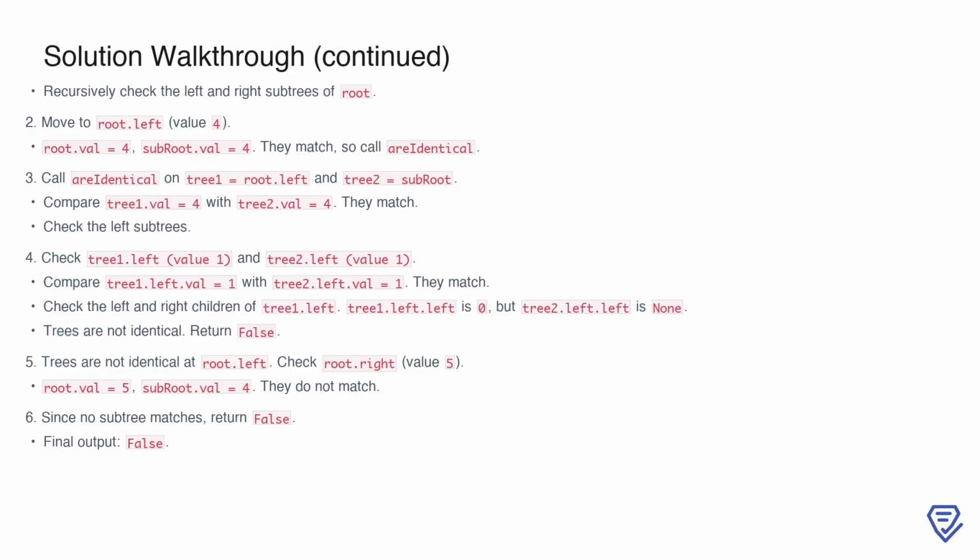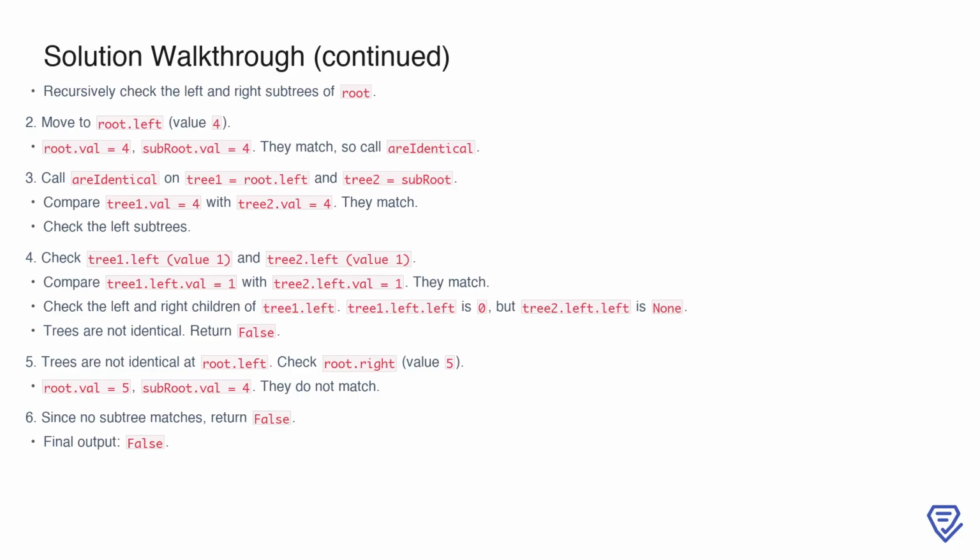The root values are identical, so we proceed to compare their left subtrees. Both left children have a value of 1, which matches. However, when checking the left and right children of this node, we find that the left child of tree 1.left has a value of 0, while tree 2.left has no left child, none. This mismatch means the trees are not identical at this node, and we return false.